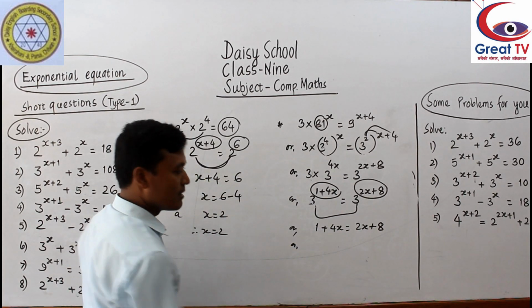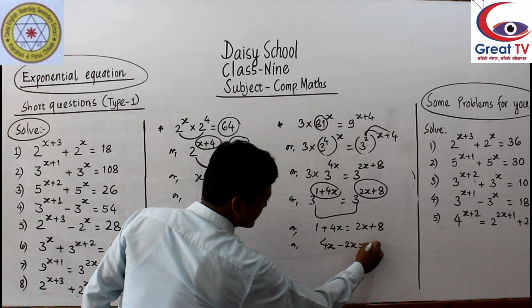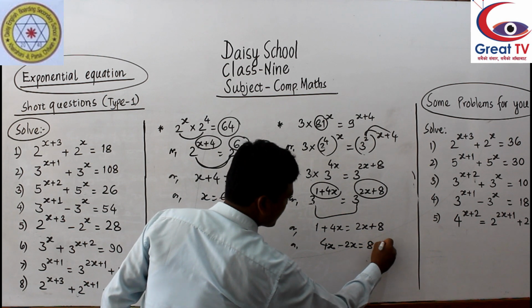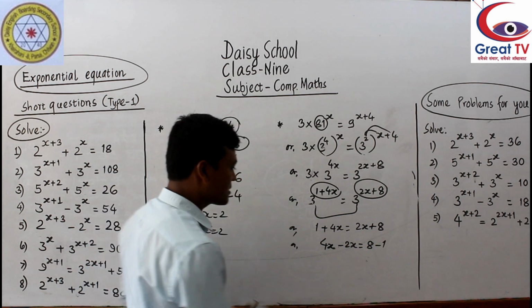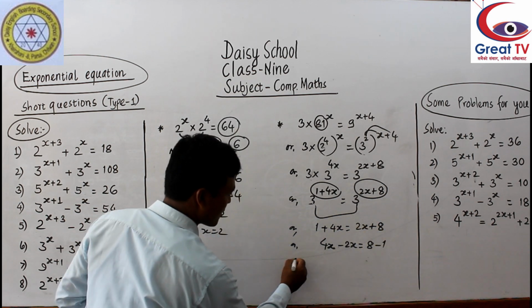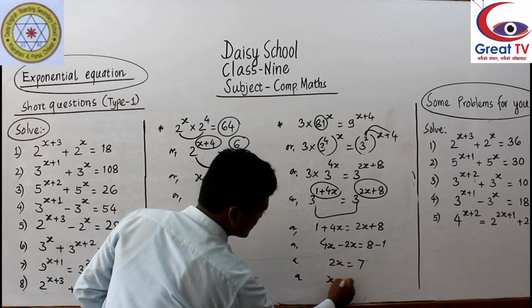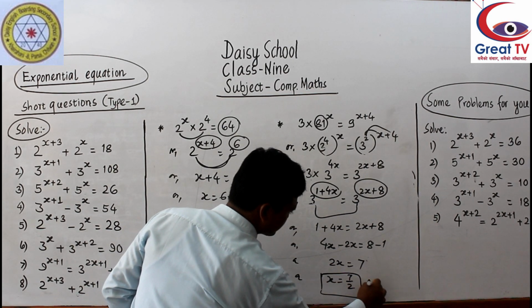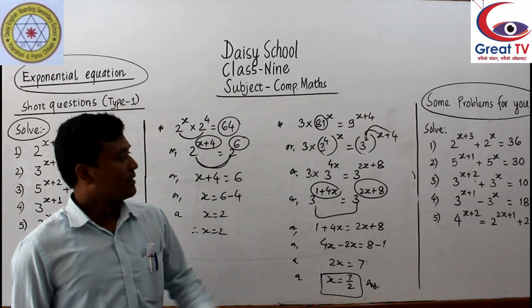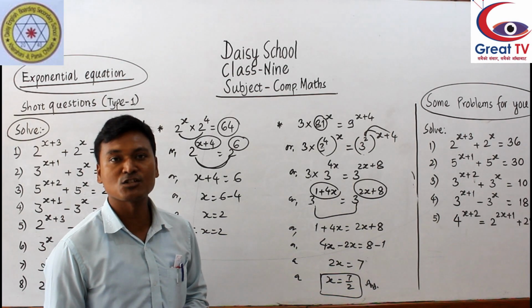Then after this do solve. 4x, do same, take 2x on the left side. Take plus 1 back. When we take 2x to this side, minus 2x, when plus 1 goes back, minus 1. It means 2x is equals to 7, so x equals to 7 upon 2. This is the answer. This concept we read in our previous class also.